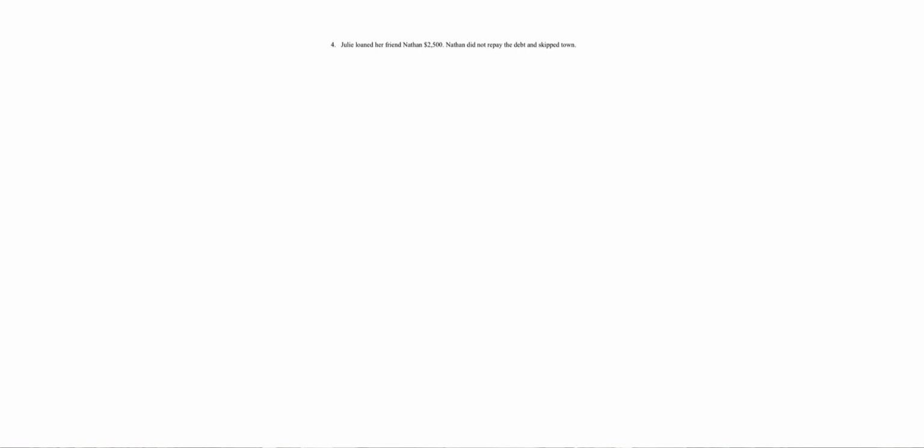All right, number 4. Julie loaned her friend Nathan $2,500. Nathan did not repay the debt and skipped town. Okay, so we have an outflow here. This one's a little bit more difficult to see because we're focusing on Julie. We're not focusing on Nathan, we're focusing on Julie. So I'm asking about Julie here.